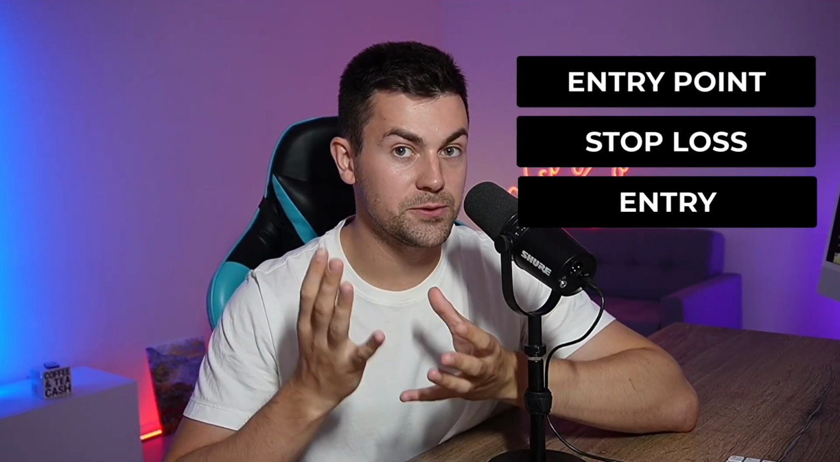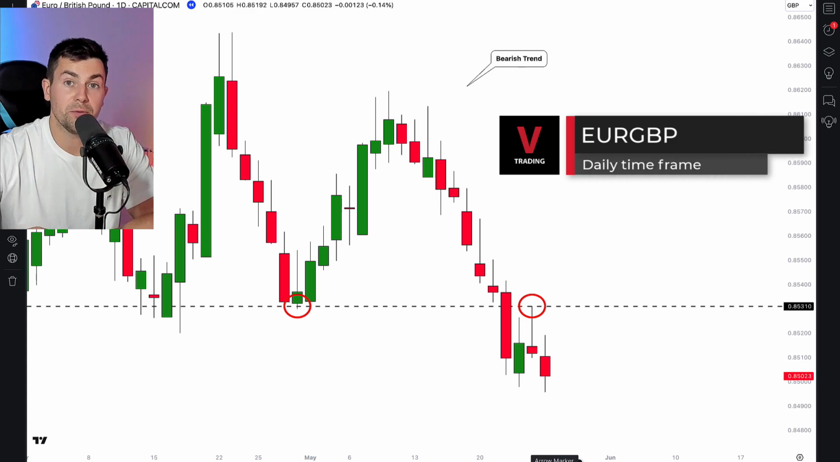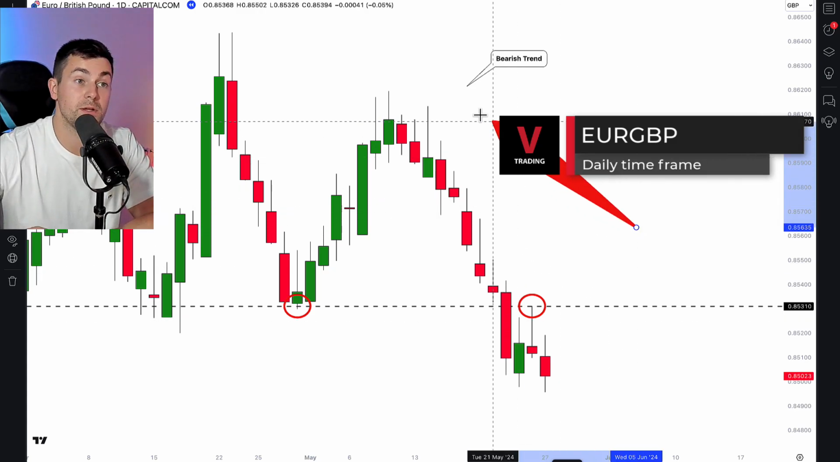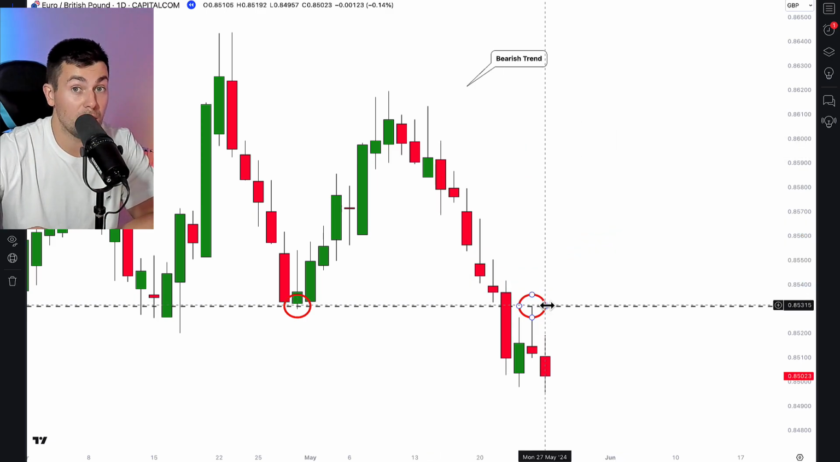Now let's discuss entry points, stop loss placement, and entry selection. Once you identify a key resistance in a bearish trend, set a sell limit order on that. Look at the Euro-Pound pair on a daily. The market is trading in a bearish trend, and we see a significant resistance that meets our criteria.